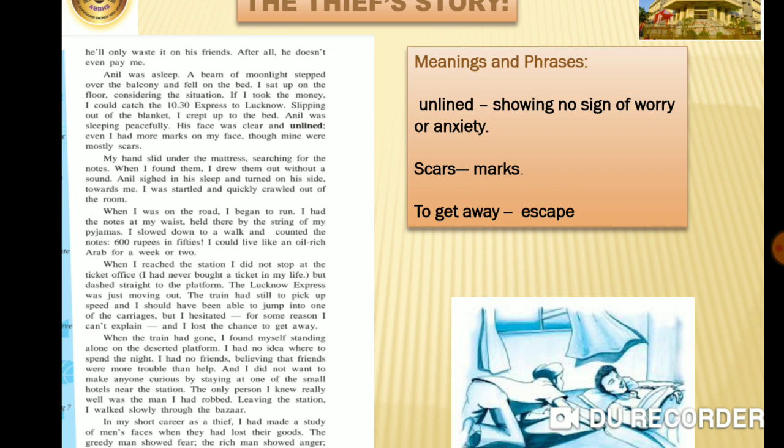So he went there creeping, and he went near Anil, and then he saw Anil's face. It was so unlined. He was sleeping very peacefully there. My hand slid under the mattress, searching for the notes. When I found them, I drew them out without a sign, without a sound. Anil sighed in his sleep and turned on his side towards me. I was startled and quickly crawled out of the room.